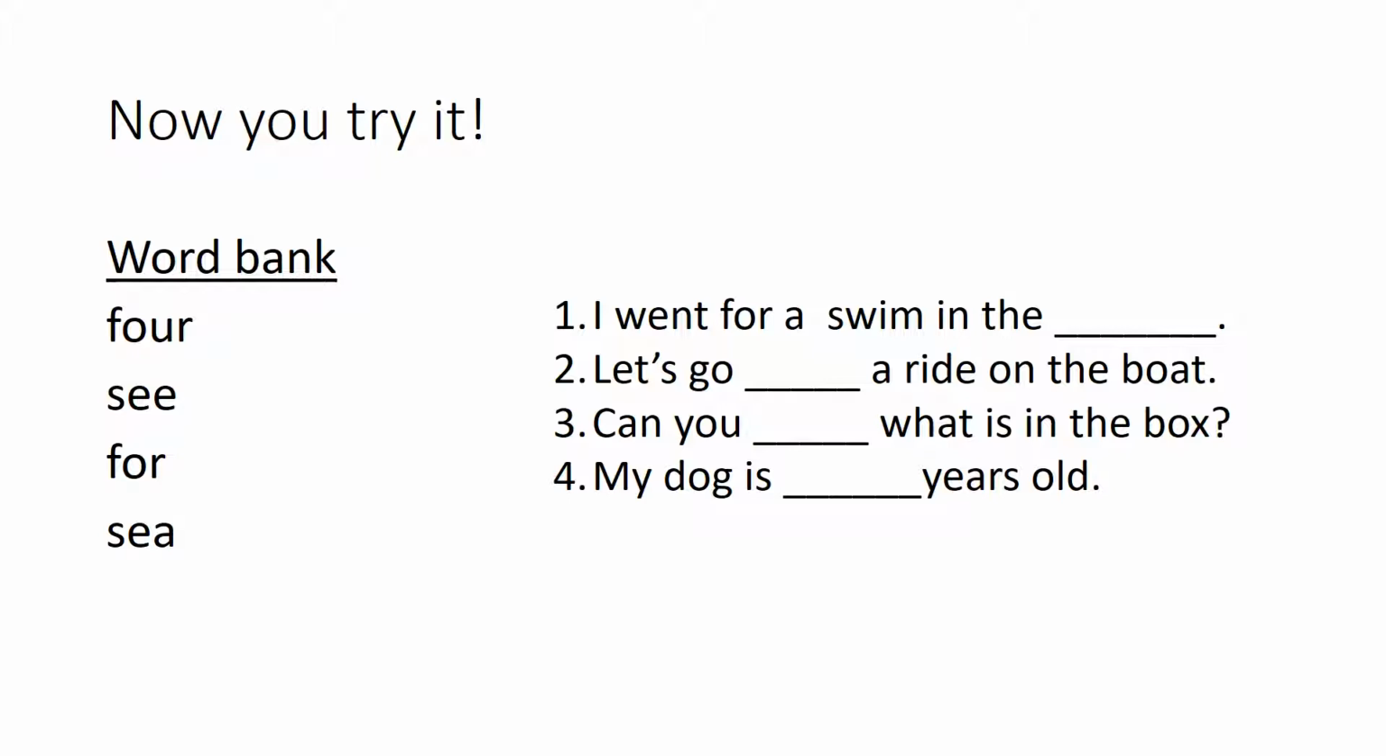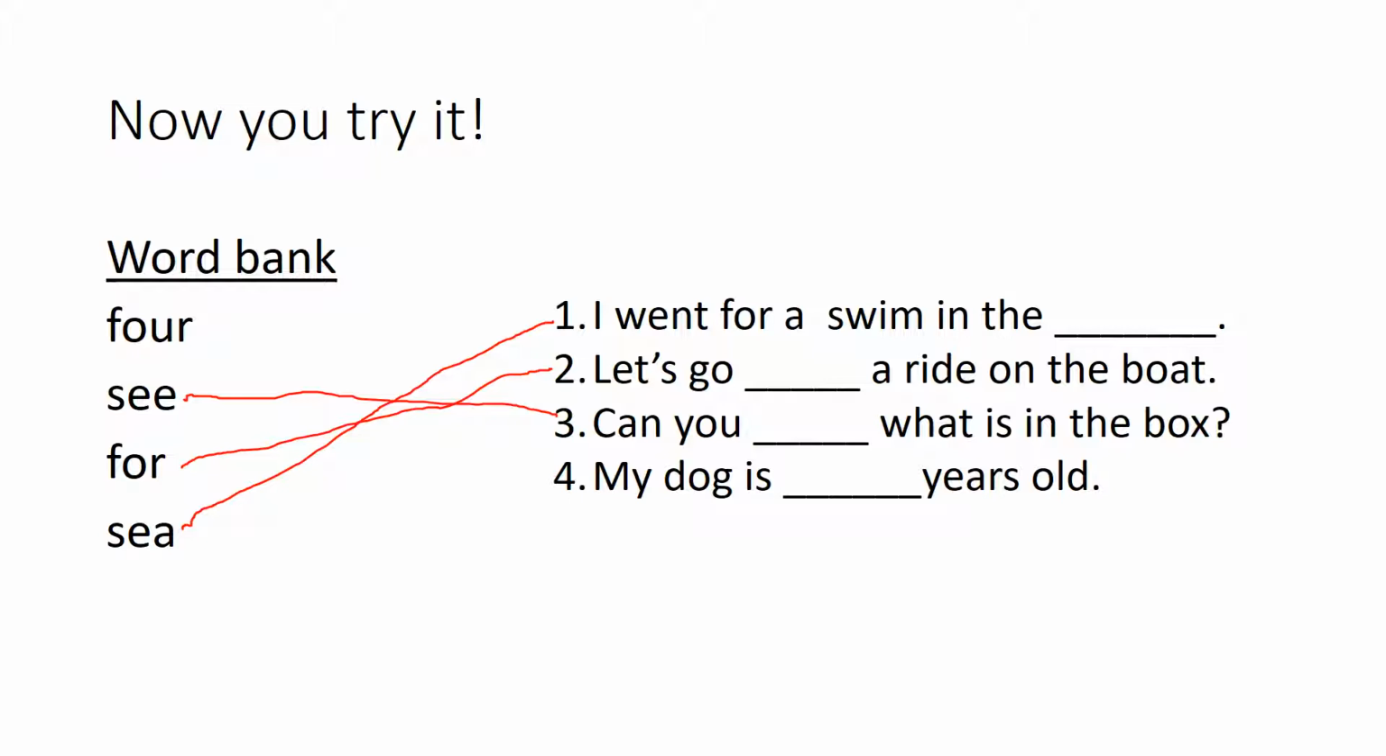Okay, number 1 says, I went for a swim in the blank. What did you pick? Did you pick sea, S-E-A? Good job. Number 2, let's go blank on the boat. Did you pick for? Let's go for a ride on the boat. Good job. Number 3, can you blank what is in the box? Did you remember to use our strategy of the 2 E's being eyes and pick see, S-E-E for this one? If you did, good job.